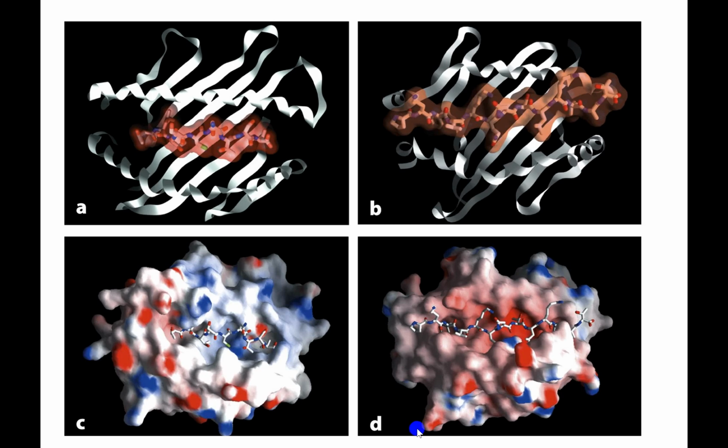This slide shows a more realistic picture of MHC class 1 and class 2 with peptides. In the right panels you will see the MHC class 2, and in the left panel you will see MHC class 1 plus peptides.